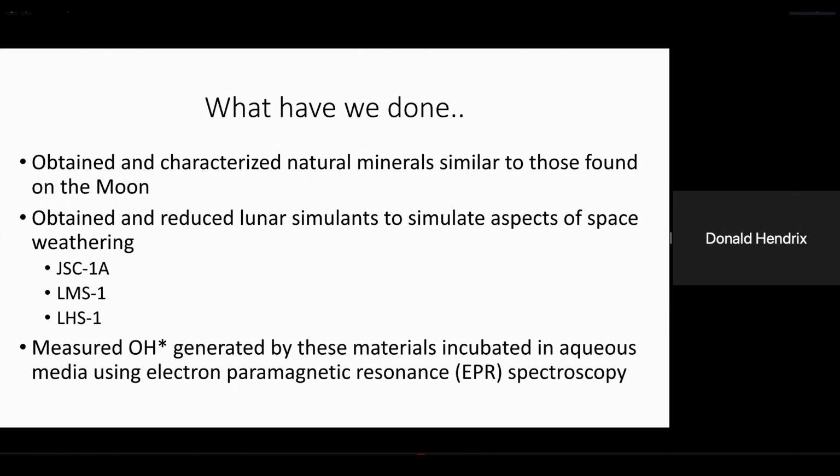So far what we've done is we've obtained and characterized terrestrial minerals similar to what's found on the lunar surface. We've also obtained lunar simulants and tried to reduce them to replicate some of the space weathering effects. So far we've done this with JSC1A, LMS1, and LHS1. With all these materials, we've measured the OH radical generated, or the reactivity of these materials, using a technique known as electron paramagnetic resonance spectroscopy, or EPR spectroscopy. With EPR, we're able to measure the amount of radical in solids, liquids, and gases. In our case, we're measuring it in liquids.